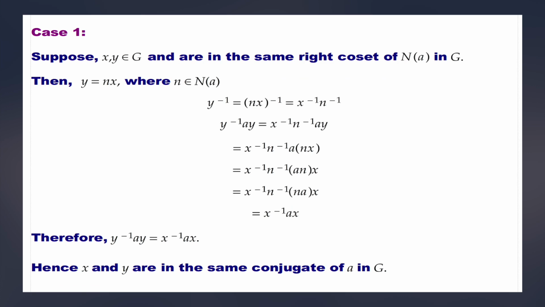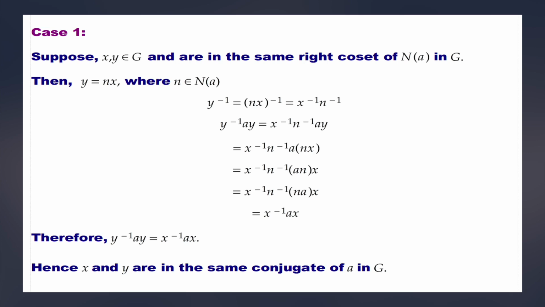Case 1: suppose x, y belong to G and are in the same right coset of the normalizer of A in G. Then y = nx, where n is in the normalizer of A. So y inverse is (nx) inverse, because we have seen y = nx. We write this as x inverse n inverse. Multiply both sides by A and y.